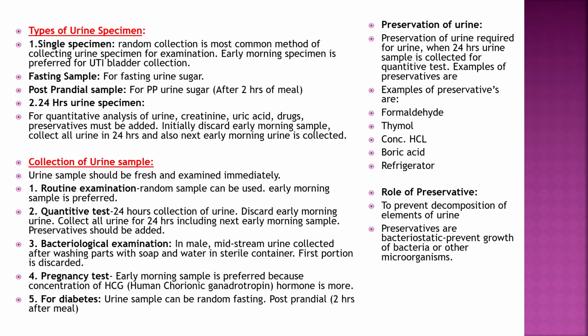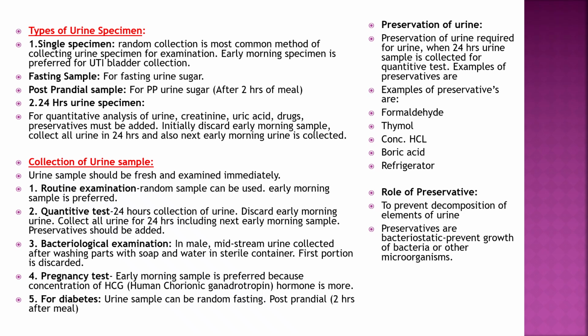And then that sample is to be collected in a sterile container. Then for pregnancy test, early morning sample is preferred, because in that the concentration of HCG, that is human chorionic gonadotropin hormone, is more. Then for diabetes, either it is fasting, so without taking anything, that urine sample is collected, or postprandial, that is after 2 hours of the lunch or dinner you can take the sample.